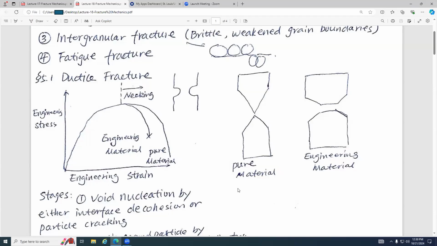So this is for engineering material. Engineering material means usually they are not pure material. They are alloys, for example, iron. In our engineering applications, seldom do people use pure iron, because pure iron does not make sense for us. What we use is steel.